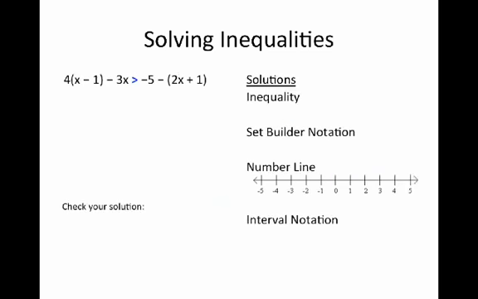Here's another one. Again, pause the video, do the math, start with distribution, watch your signs. You've got to distribute that negative sign on the right. Okay, let's do the math. First I distribute. 4 times x is 4x. 4 times negative 1 is negative 4.